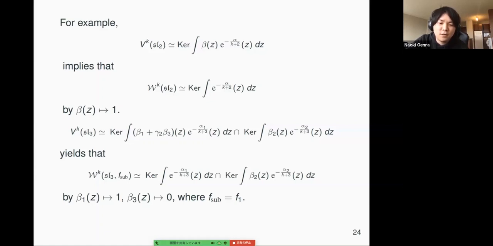In the subregular case, E1 and E3 have grading 1, and E2 has grading 0. So the B2 part is grading 0, so it's the same. But this part is a little bit different. If you choose the subregular element as F1, this beta 1 becomes just 1, but beta 3 becomes just 0. So this becomes just a scalar 1, so it looks like just a Virasoro screening. The other part is just an SO2 screening. That's the result.